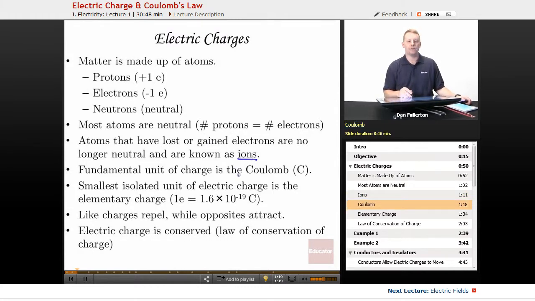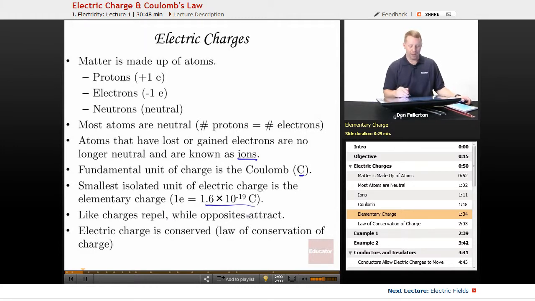Also, the fundamental unit of charge is known as a Coulomb, with the abbreviation capital C. And a Coulomb is a very, very large amount of electric charge. Typically, we're going to be talking about units much smaller than a Coulomb. Not always, but a vast majority of the time. The smallest isolated unit of electric charge is called the elementary charge, the charge that's on a single electron or a single proton. And one elementary charge is equal to 1.6 times 10 to the minus 19 coulombs. You're going to see that come up again and again and again in the course, this fundamental unit, and it's also on your formula sheet for the AP Physics C test.